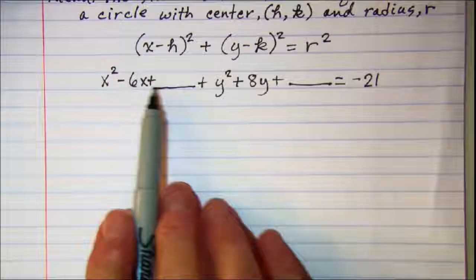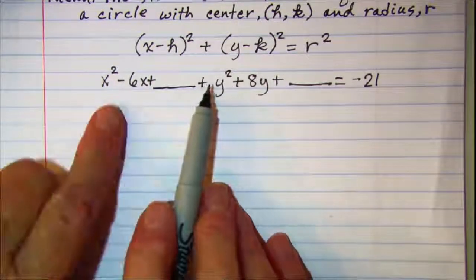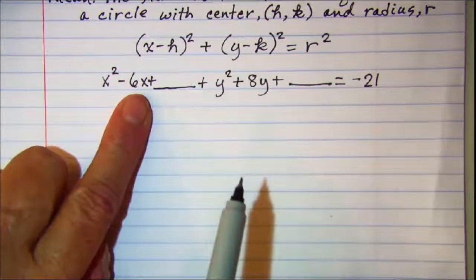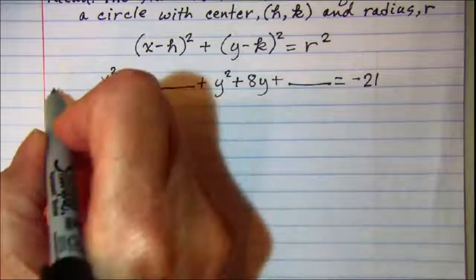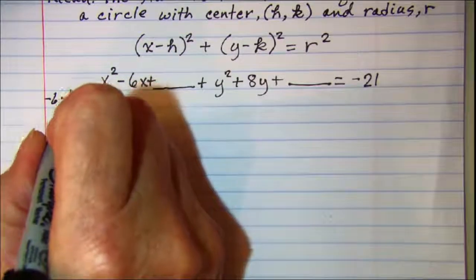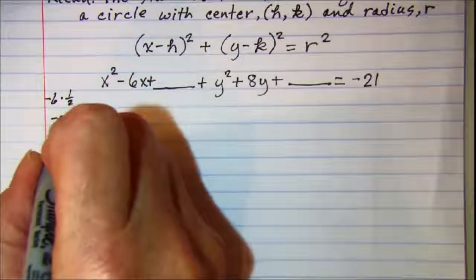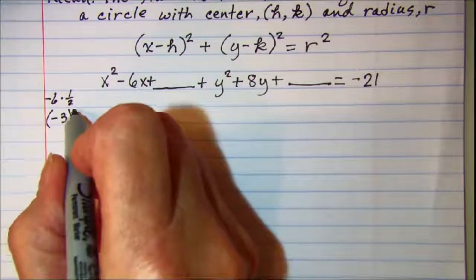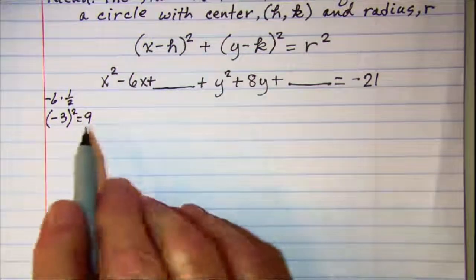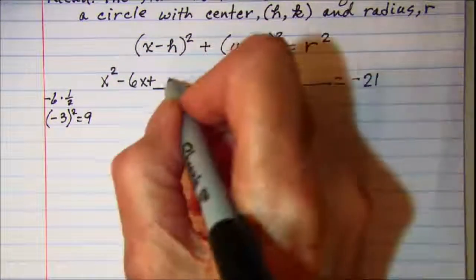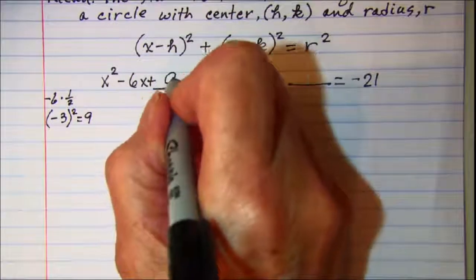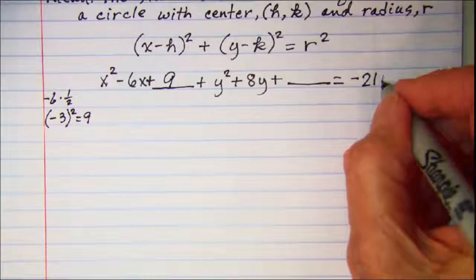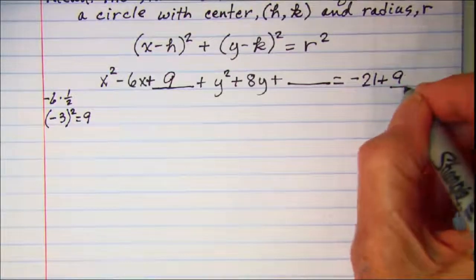Alright, let's complete the square on this first trinomial here. We have to take the coefficient of our x term and then half it, so negative 6 multiplied by 1/2 gives me a negative 3. And then we're going to square that, so negative 3 squared gives me 9, and that 9 is going to be added here to complete our square. Well, if we add a 9 on the left side of the equation, we also have to add a 9 on the right side of the equation.